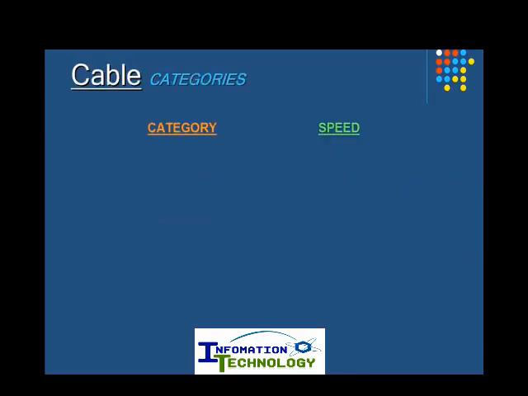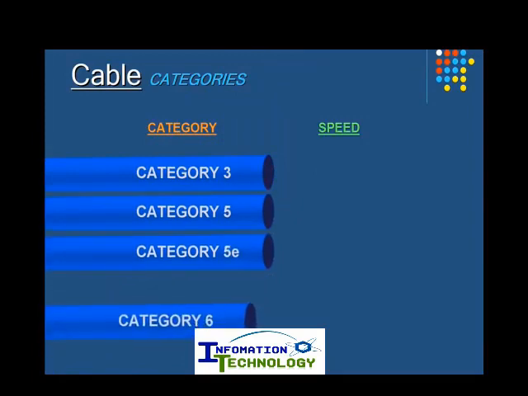Today, there are 4 different categories of twisted pair cable. The difference between these is the maximum speed they can handle without having any crosstalk. The numbers of these categories represents the tightness of the twists that are applied to the wires. These categories are 3, 5, 5E, and 6.